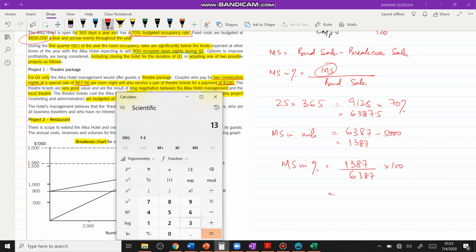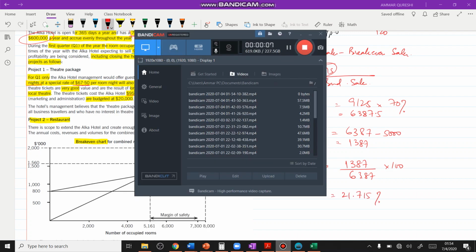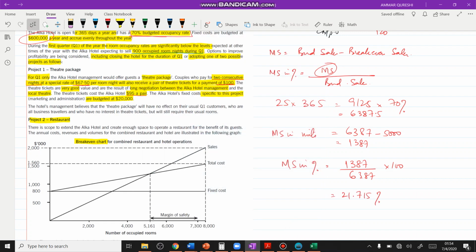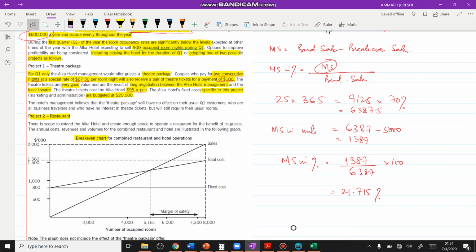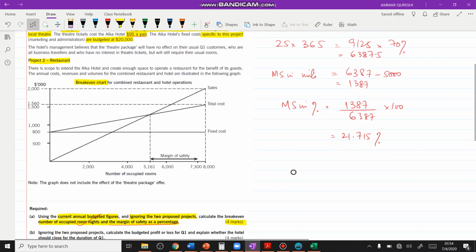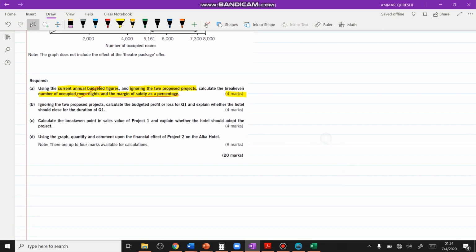So 1,387 divided by 6,387 times 100 is 21.715%, right? Now, what does this show? This shows that the company is still selling 21 or 22% more than the budgeted sales, right? So we are done with the 4 marks requirement.